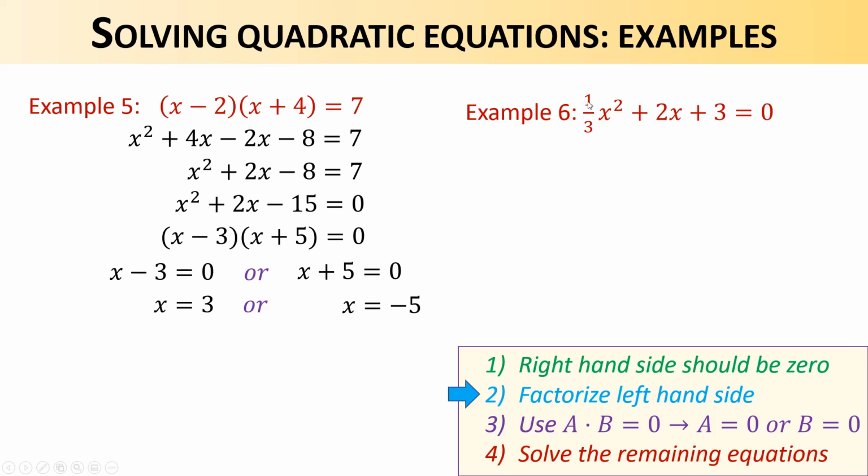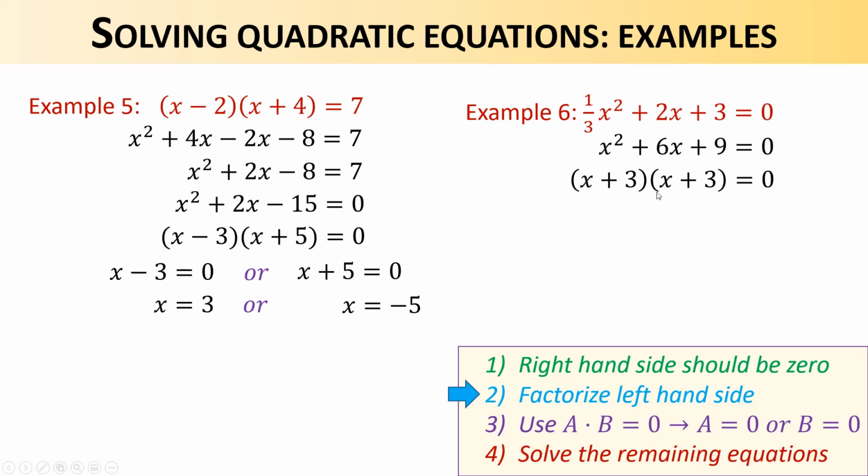So we can start multiplying all of these terms by 3. Then this becomes x squared, this becomes 6x, and this becomes 9. And the right-hand side stays 0, which is nice. So when factorizing this, we look for two numbers whose sum is 6 and whose product is 9. Well, 9 is 3 times 3, and 3 plus 3 is 6, so that works.